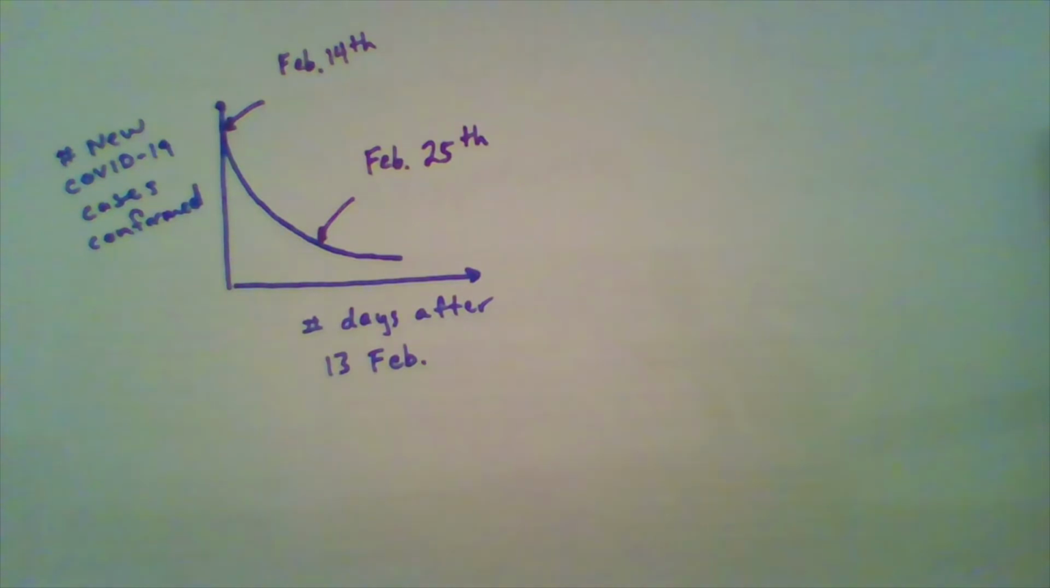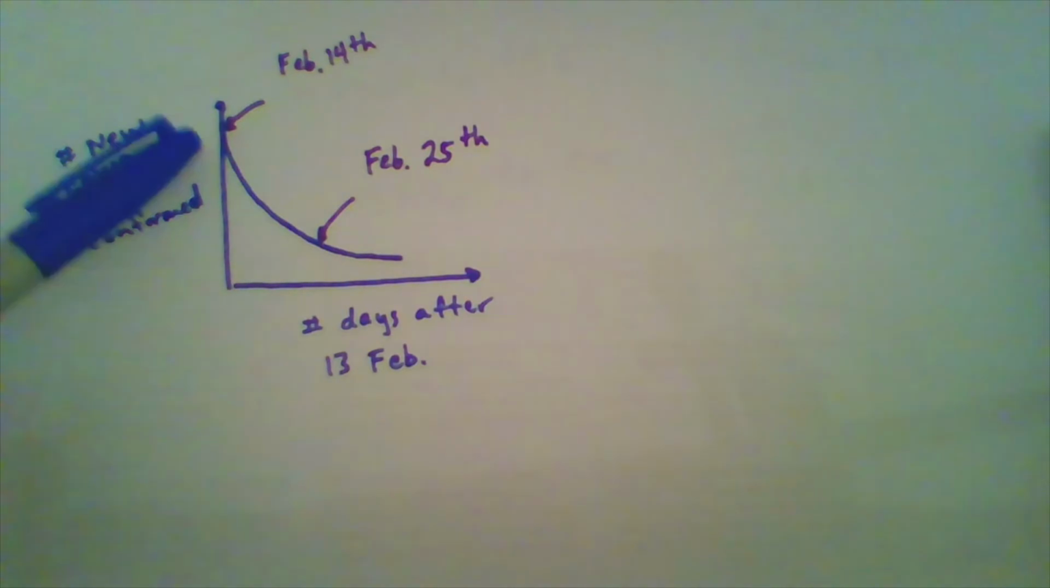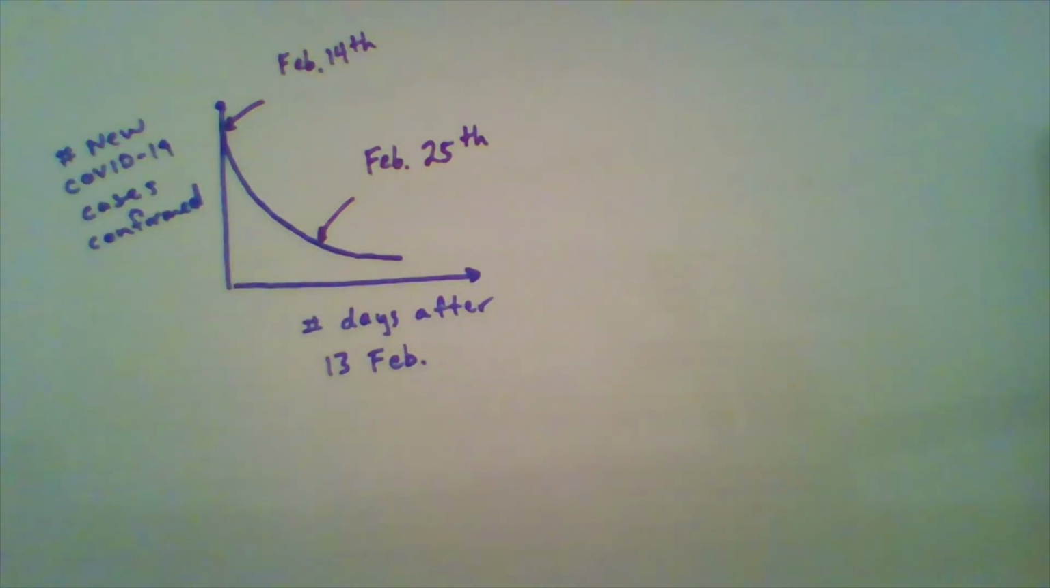Here we have a model of the new cases per day, measured in days after the 13th of February. I say model because it is very smooth. Remember that graph we were looking at with the real world data was definitely not this smooth, and you should never expect real world data to be exactly a smooth curved function anyway.